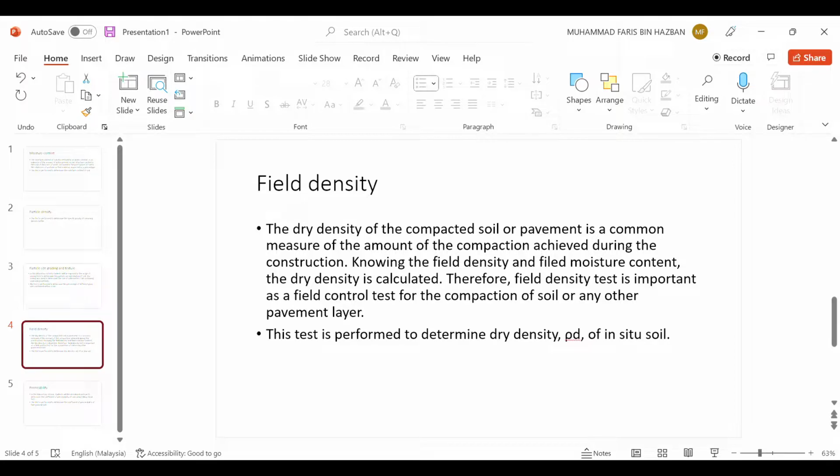The dry density of compact soil or pavement is a common measure of the amount of compaction achieved during construction. Knowing the field density and field moisture content, the dry density is calculated. Therefore, the field density test is important as a field control test for the compaction of soil or any other pavement layer. This test is performed to determine the dry density, PD, of in situ soil.